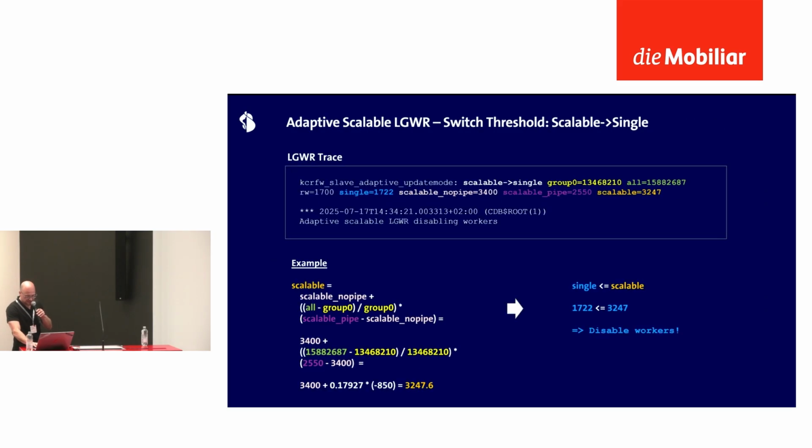And we can also see that in these log writer traces, and can fill in the values for all these formulas and interpret. And if we did the math correctly, we will see in this case we have a time of 1,722 for a single write in single mode, and 3,247 for writes in scalable mode. And if I recall correctly, these times are measured in microseconds. And in this case here, because the single time is less than the scalable time, log writer decides to switch back from scalable to single mode.